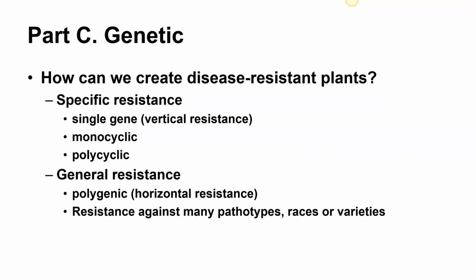When we talk about polycyclic, we have to have what we call general resistance. General resistance is polygenic, which means there is more than one gene involved. This is going to give you resistance against many different pathotypes or races or varieties. Therefore, this becomes very important as far as genetics goes when you are trying to breed or select an organism for resistance. Is it a monocyclic disease? Do we have a polycyclic disease? How many genes are involved? The more genes involved, the more difficult it's going to be to suppress a particular pathogen.